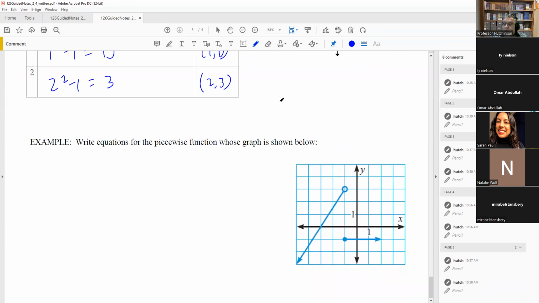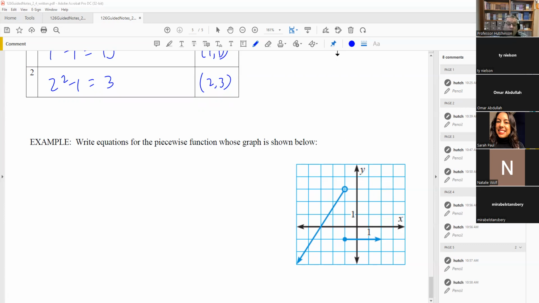All right. Now, one more question that we're going to end with today. And that's one like this in the homework where you want to actually write the piecewise function for the graph that's provided. So I need to come up with the equations for the piecewise function based off of this graph here. That's one of the homework questions that it asked for.